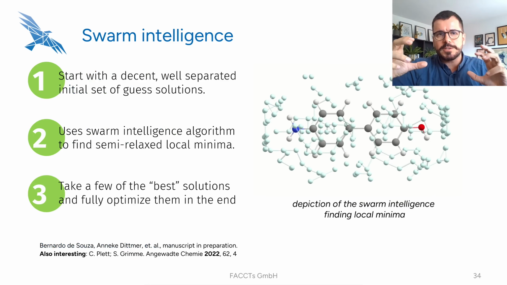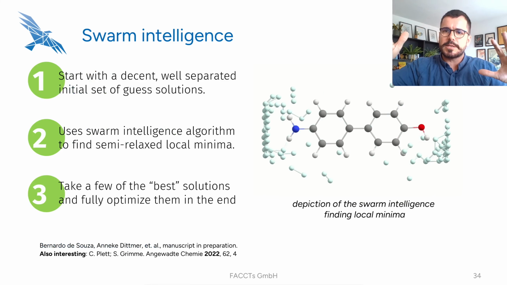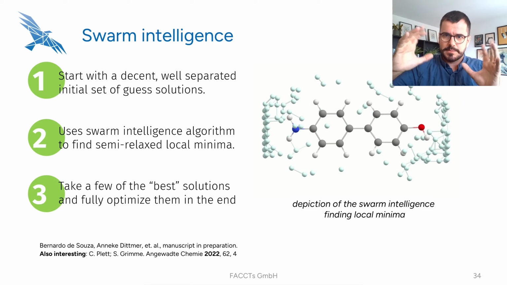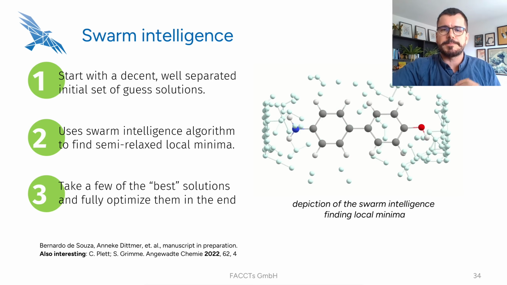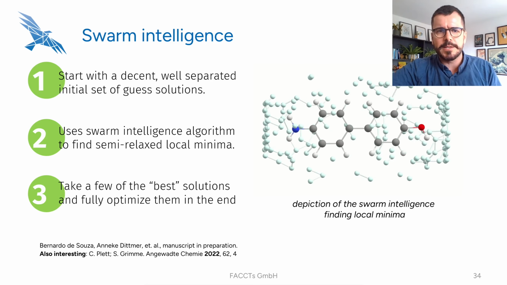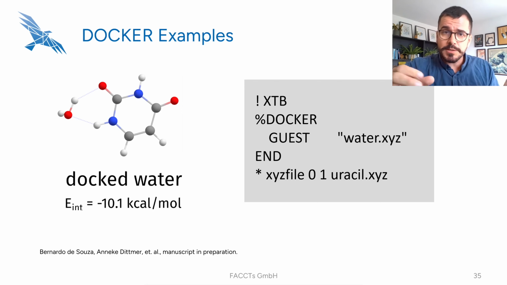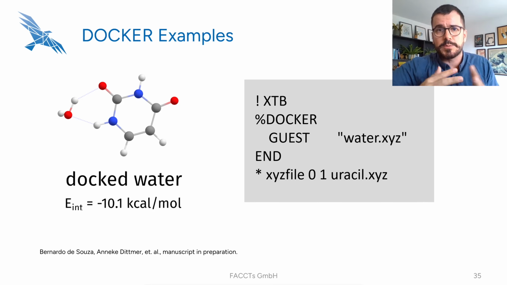So the general strategy here is you start from a decent, well-separated initial set of solutions. You use swarm intelligence to find multiple local minima, so it's a short-sighted, drunk swarm intelligence. Then you take a few of these, filter them to remove duplicates, and optimize all of them. It's very easy to use. Here's one example. If you want to create this pair, you would have your uracil as a regular ORCA input, and you just create a block Docker guest and give a file which would contain the XYZ of the water.